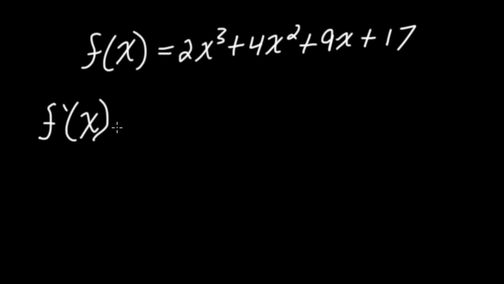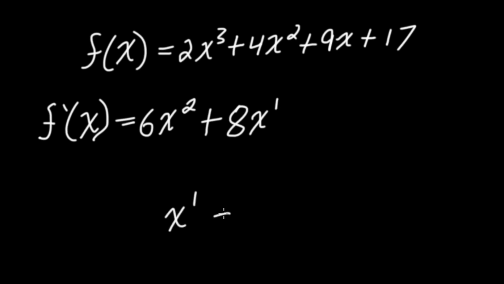Our derivative, or f dash of x, is equal to, so we have 3 times 2, which gives us 6x, and then we subtract 1 from the power, so 6x to the power of 2, plus we have 4x squared. 2 times our 4 is 8x, and we subtract 1 from our indice, which is 2, so that just becomes 1. But we don't have to show the 1 because x to the power of 1 is the same as just x.